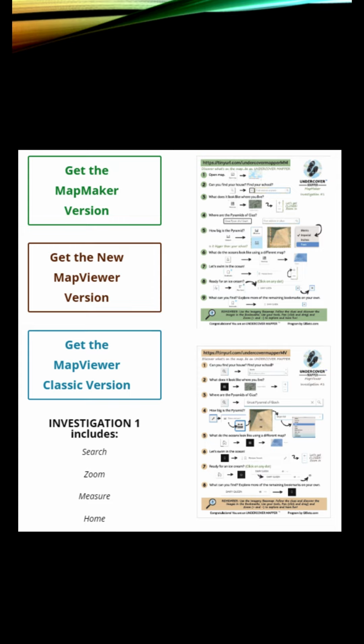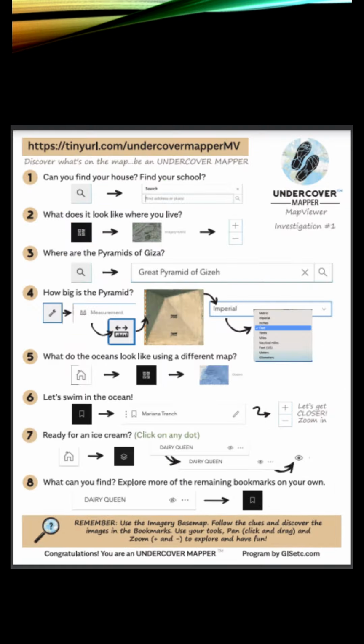Once you've decided the version you want, and if you want to do Map Viewer or Undercover Mapper 1 or Undercover Mapper 2, it will open up with the instructions. And I will let you know that my students absolutely love going through this. They are going to explore all of the robust and different features that are available in ArcGIS Online or Mapmaker. They're going to be finding fantastic geographic things. They're going to be doing measurements. They really buy into this.